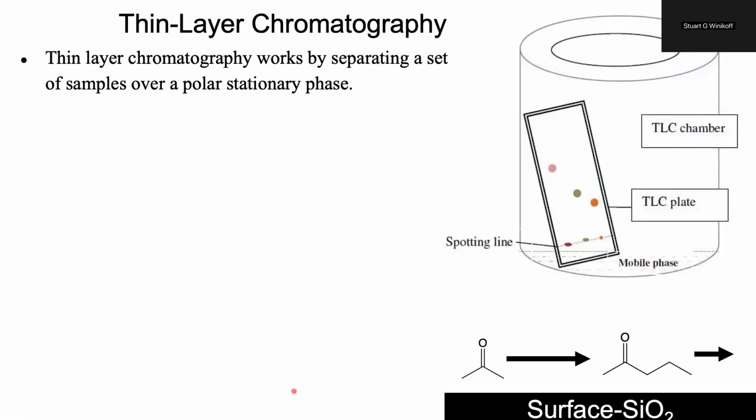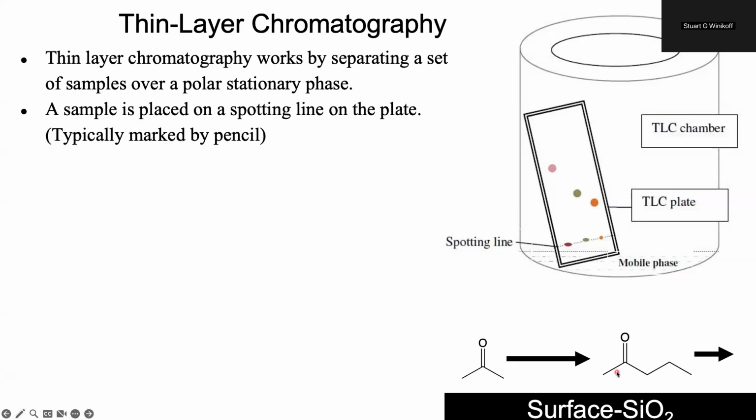And so again, this thin layer chromatography, or TLC, works by separating a set of samples over a polar stationary phase. So the stationary phase in this case is a silica dioxide surface, which again is going to be a highly polar inorganic surface, which we're going to run our materials over.